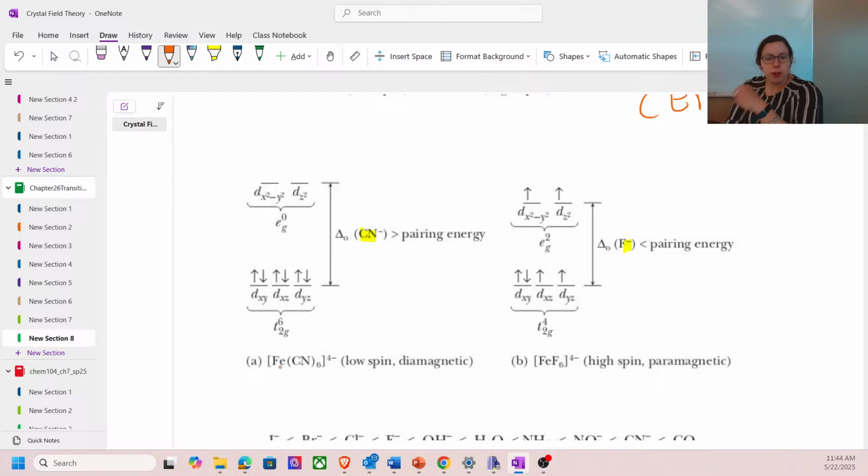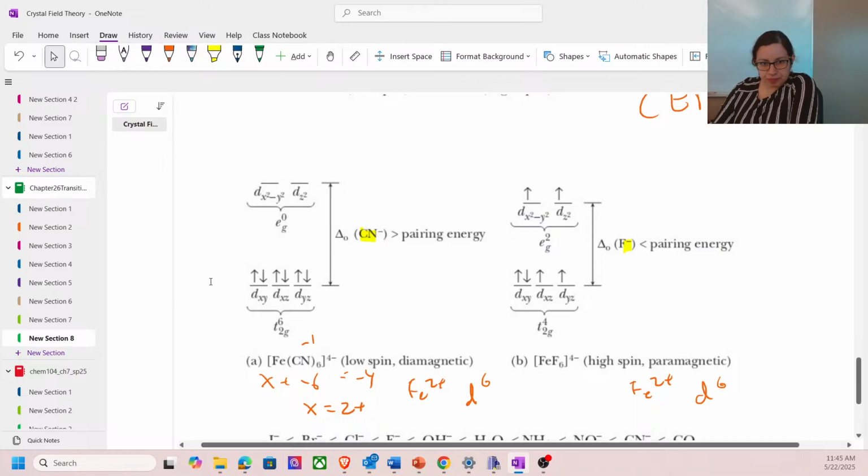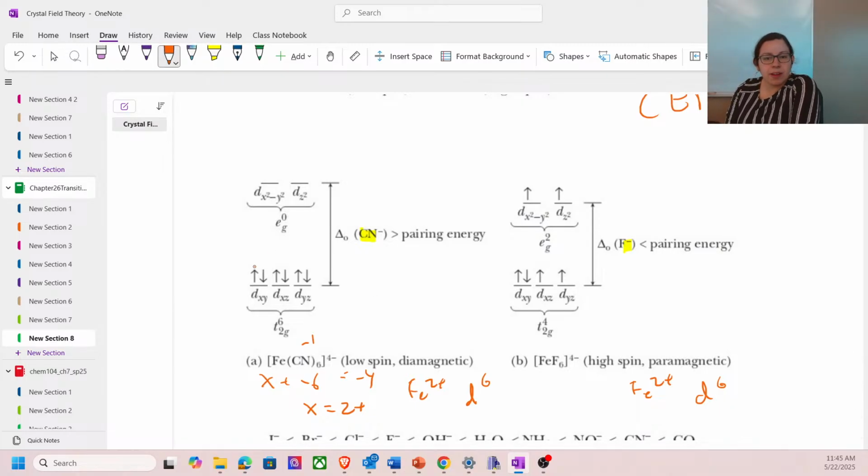No, for your iron? Yeah, I was thinking. But it's -1, right? -1 times 6 is -6. And then x plus -6 equals -4. +2. Yeah. Oh, I see. So iron is +2 in both of these. So iron 2 plus, iron 2 plus. Same D count, so they would both be D6. So both have 6 electrons.